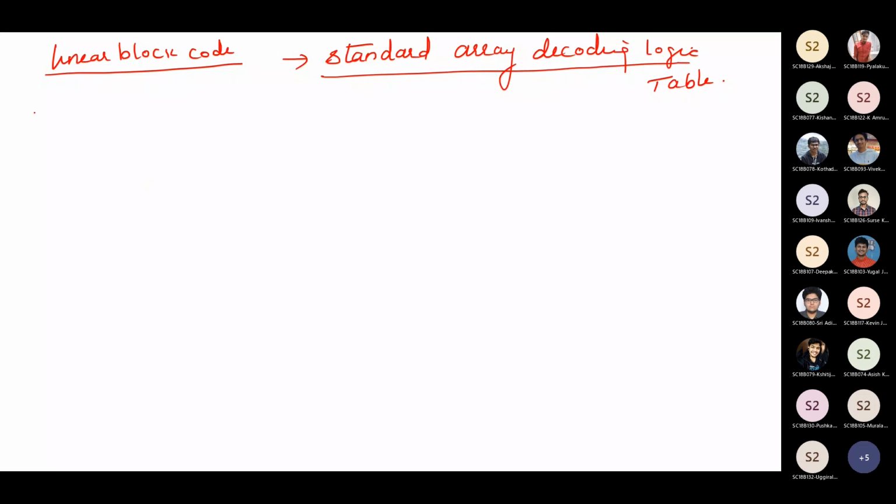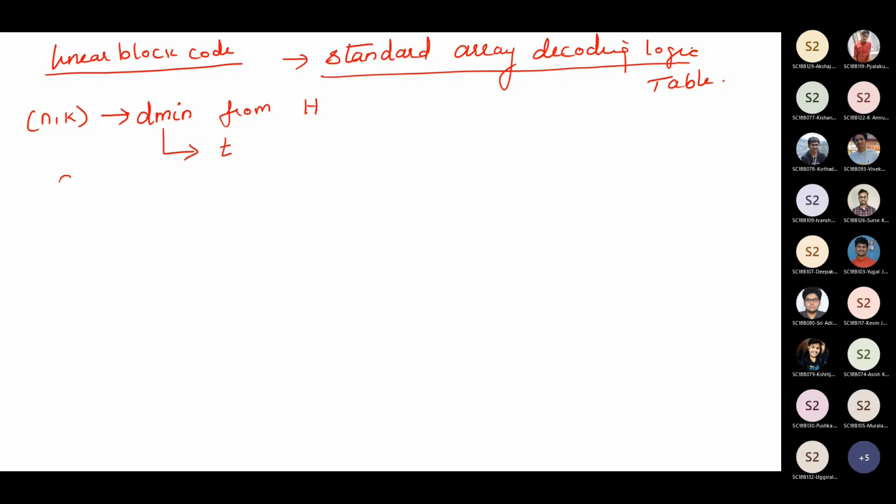For a given (n, k), I know what d minimum is. From the H matrix, once d minimum is known, I know how many errors it can correct. For example, it can correct t errors, meaning error patterns having Hamming weight t or less than t. So first I will write all the code words in the first row of the table.